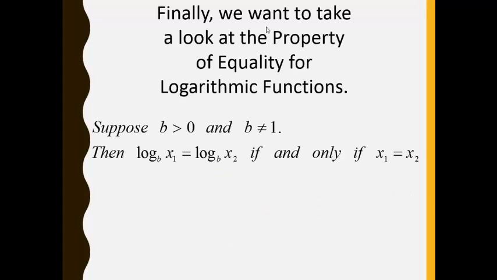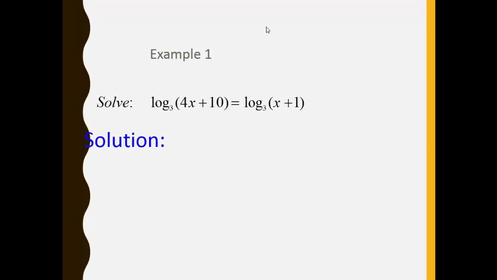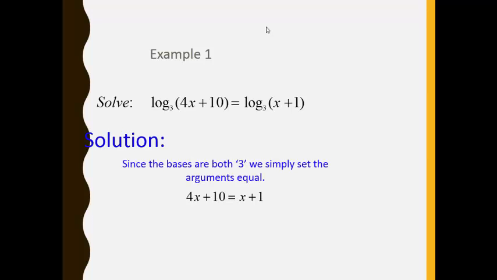Alright, so the last thing that we're going to talk about today is that if we have a log with the same base on each side, we're able just to get rid of those. So pretty easy problems to solve, actually. So let's take a look at this problem. So notice we have a log base 3 on each side, so we're able just to get rid of those and have it be 4x plus 10 equals x plus 1. Then we can get all of our x's to one side, numbers to the other, and then we divide everything by 3 and we get x equals negative 3. So pretty easy equation to solve.